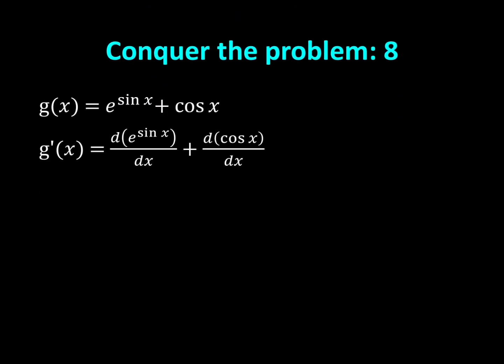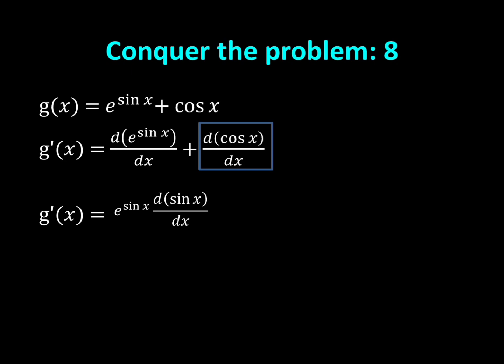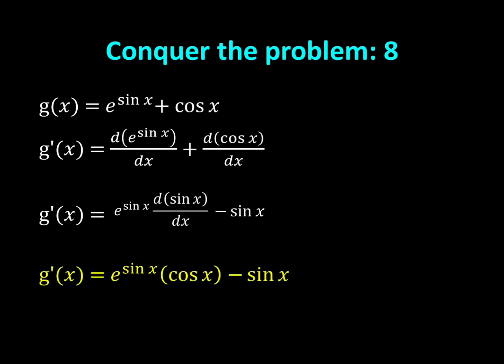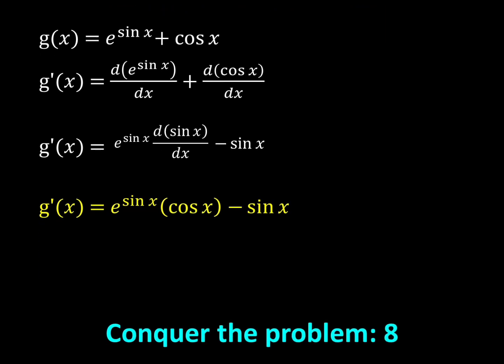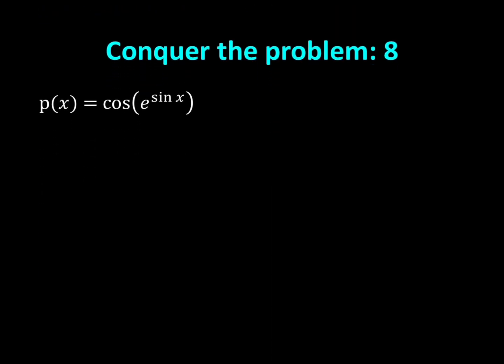Now g of x. g dash x can be written as this term. Now evaluating the term marked with blue box, we get this term, and evaluating the term marked with blue box, we get negative sin x. Now after final evaluation, we get g dash x to be e power sin x times cos x minus sin x.